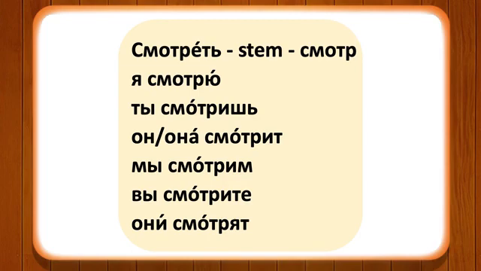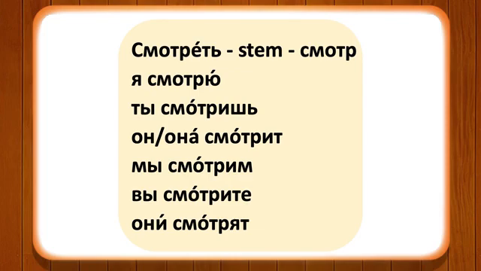So, ya smatriu, ti smotrish, ti smotr plus ish ending. On smotrit, smotr plus it ending. Mi smotrim, smotr the stem plus the ending im. Vi smotriche, the stem smotr plus iche ending. Ani smotriat, smotr is the stem and yat is the ending. So we combine the two to get the form for ani, ani smotriat.